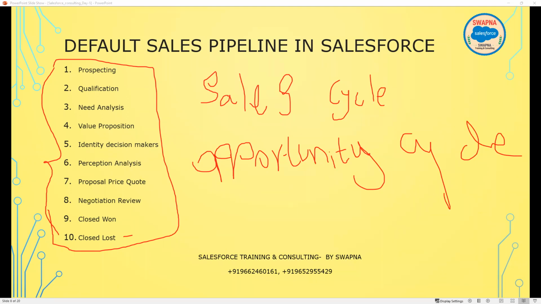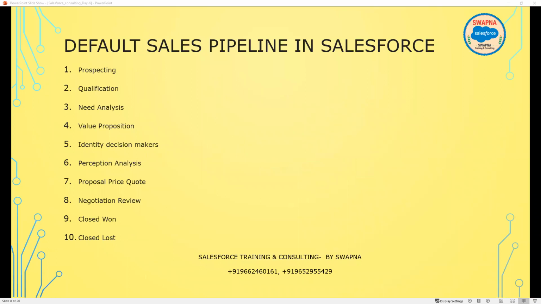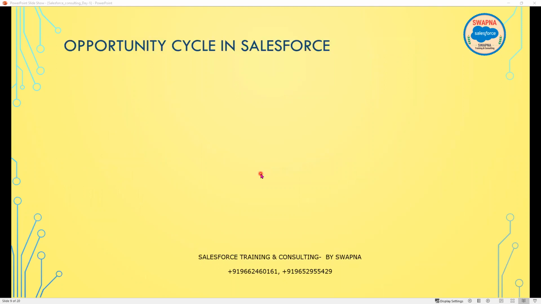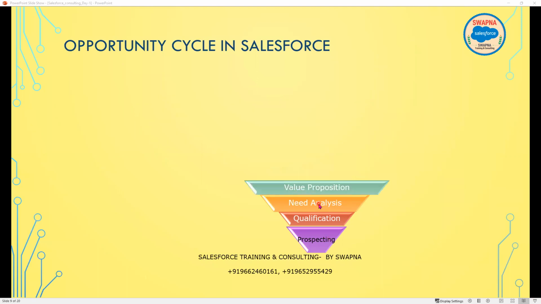Now, let's see how this opportunity cycle goes and what the probability is for each stage. Initially it will be prospecting, and then we'll have qualification. Qualification and prospecting are both just discussions. Then need analysis, which maybe requires more details from the customer. Then the value proposition, where a value discussion should happen. Then identify decision maker, where the person has to take a decision on this.